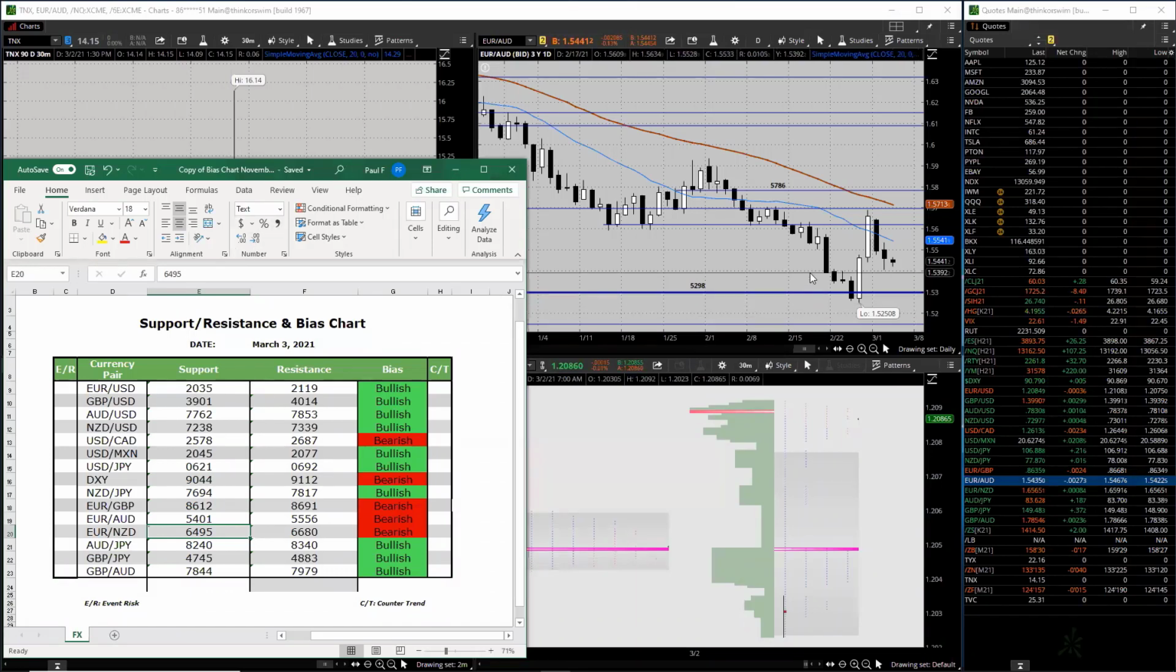And on the upside, you can see the opening here coincides with that high almost. You see right there, this is called 55.33.